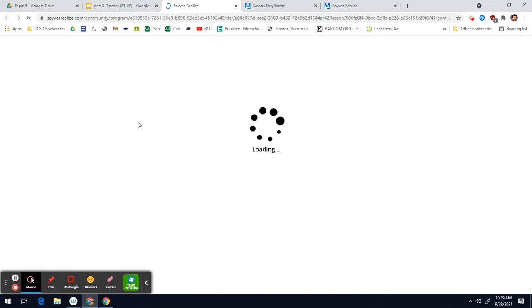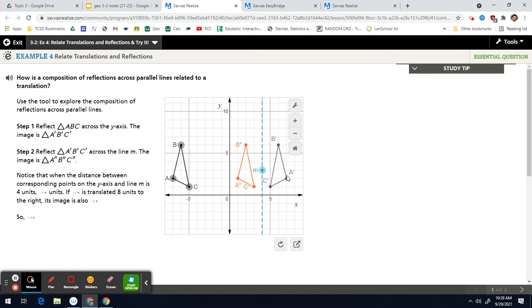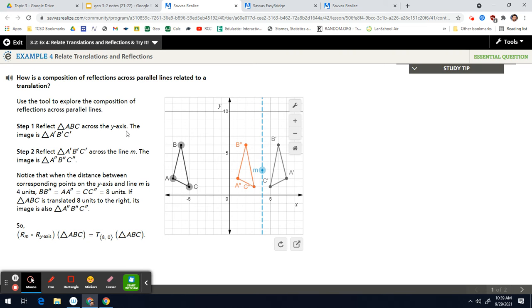Okay, there you go. Let me try again. It's loading. Oh, yeah. So again, if I open this up, now look. It says I can explore by moving this line.